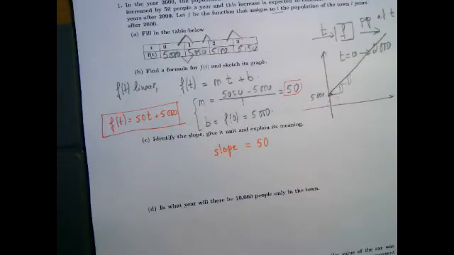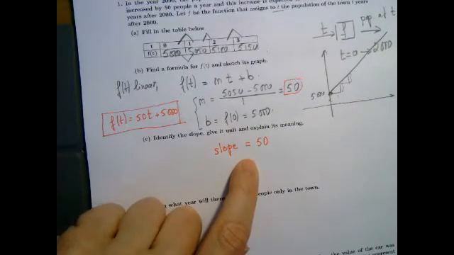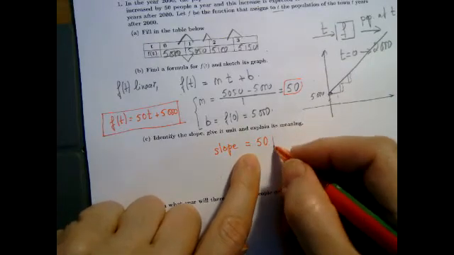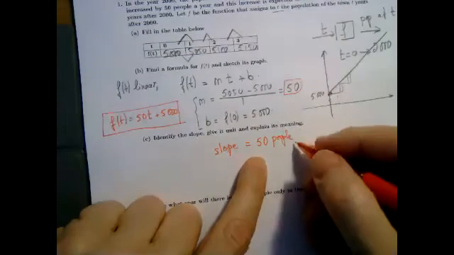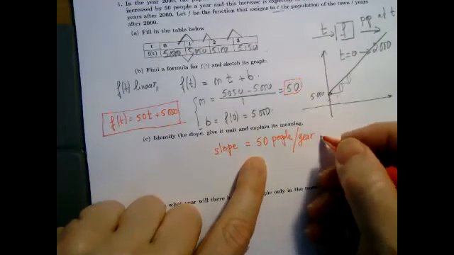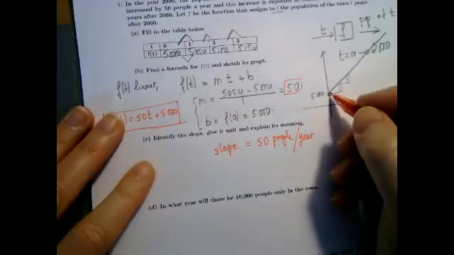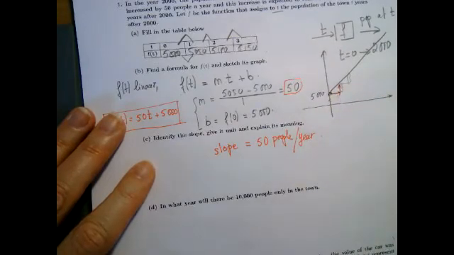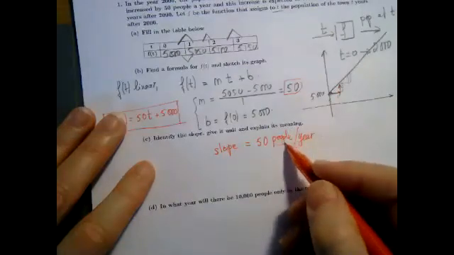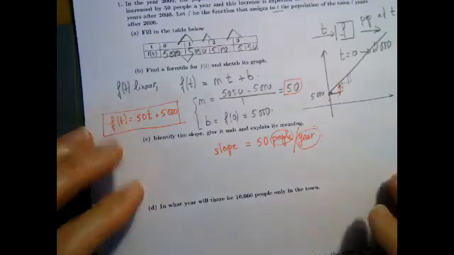Anybody else? What does the 50 represent? What's the unit? 50 people, but not only 50 people. 50 people per year. So what the slope represents is the following. It tells me every unit of time by how much your output changes. So it's going to be how many people change per unit of time.